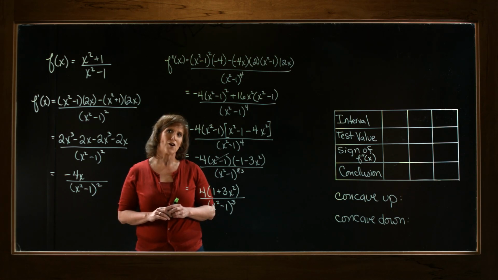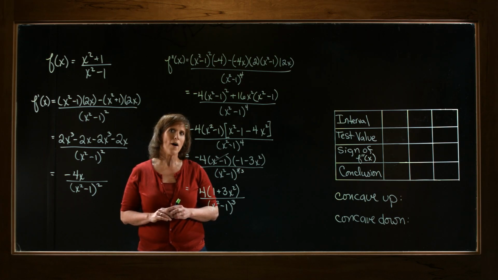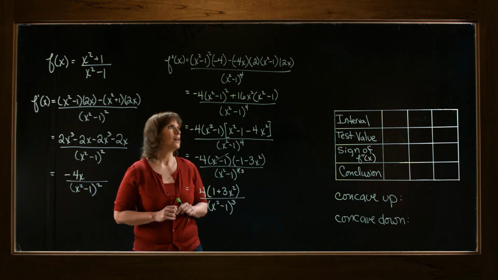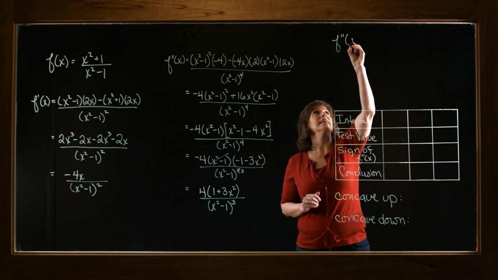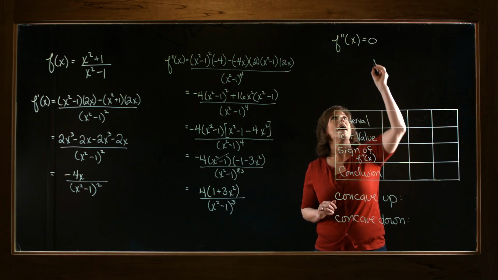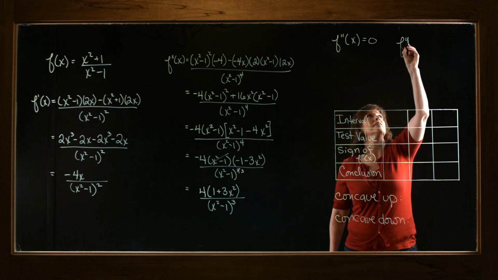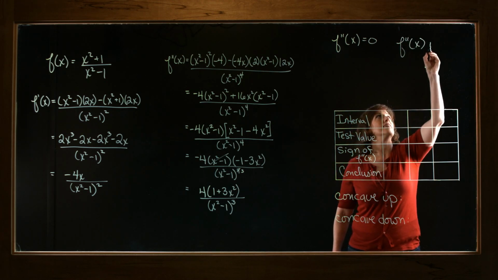To see when a graph is concave up or concave down, I want to look at the critical numbers of that second derivative. So let's find out when the second derivative is equal to 0 and when the second derivative is undefined.